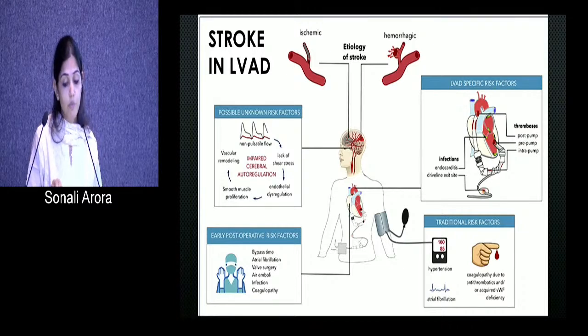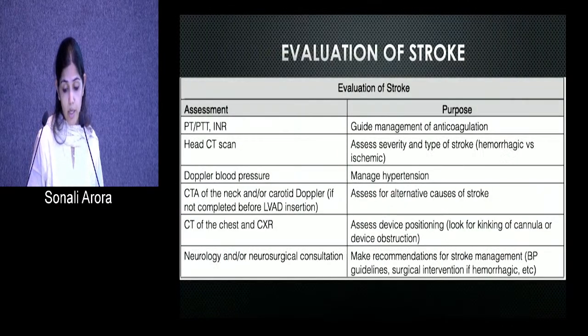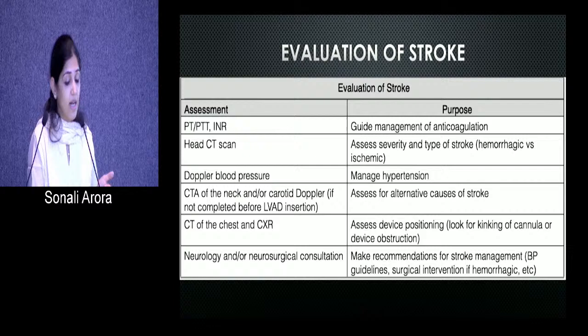So it's extremely important to start your anticoagulation in a timely fashion and to continue to have your INRs checked regularly. So evaluation of stroke, like any other patient, guides management of anticoagulation, a head CT scan. First, you have to make sure it's not a hemorrhagic stroke, or is it ischemic? Most of the time it would be an ischemic stroke, but these patients are on warfarin, so we have to make sure there is no intracranial bleed. And they have hypertension, and that is also a risk factor for intracranial bleed.